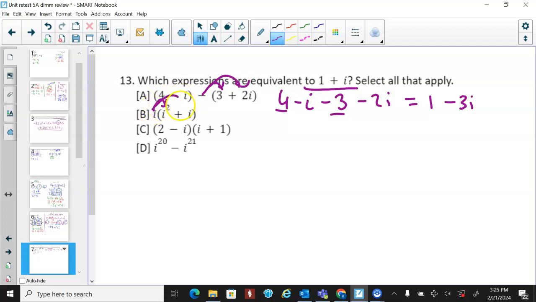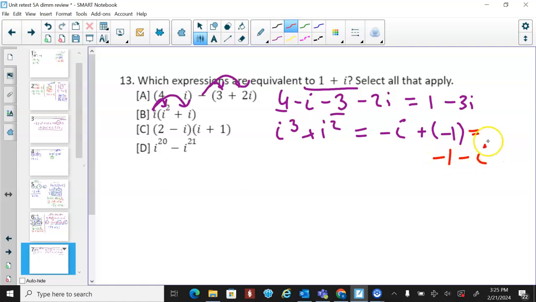B, you're going to distribute the i. You're going to get i cubed plus i squared. Remember that i cubed is represented by negative i, and i squared is represented by negative 1. Okay. Now, again, you're adding the negative, so to put it in the correct form, this is going to be negative 1 minus i, okay, which is also not equivalent to 1 plus i.